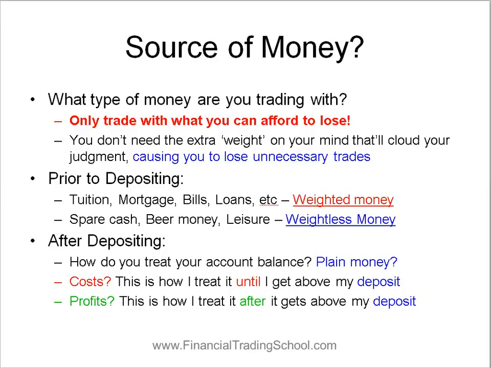So prior to depositing, you have tuition, mortgage, bills, loans, etc. This is weighted money, so you shouldn't take money out of this budget to trade with, because it has weight to it. Versus spare cash, beer money, coffee money, lunch money, whatever, leisure money, recreational money, this is weightless money. You could skip a few meals to put money into a trading account, that's fine, one meal a day, that's fine. You know, kids do this all the time with their allowance to save up for something that they want to buy. So as adults, you can do this.